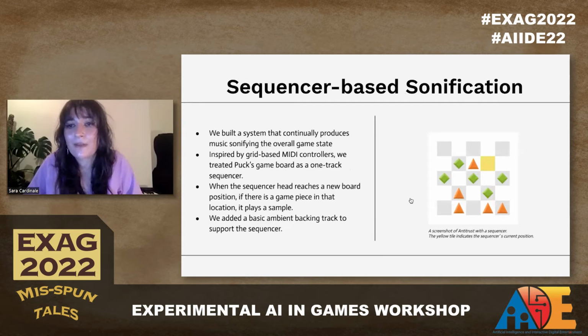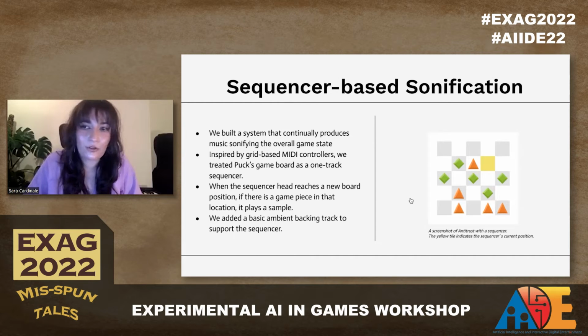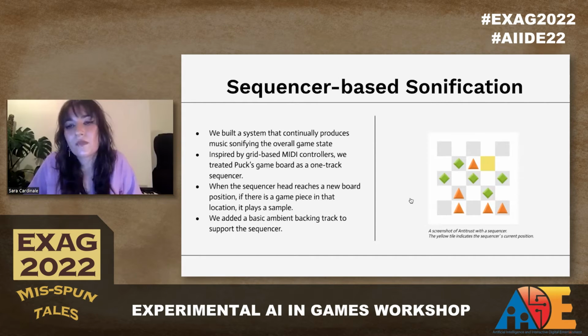The first approach we implemented is the sequencer-based sonification. We built a system that continually produces music sonifying the overall game state, treating PUC's game board as a one-track sequencer. This was actually inspired by grid-based MIDI controllers, such as the Novation Launchpad. When the sequencer head reaches a new board position, if there is a game piece in that location, it plays a sample. As shown on the screenshot on the right, we can see the game board and the yellow tile, which indicates the sequencer current position. We also added an ambient backing track to support the sequencer so that we would have multiple layers of sounds, creating an interesting soundtrack.